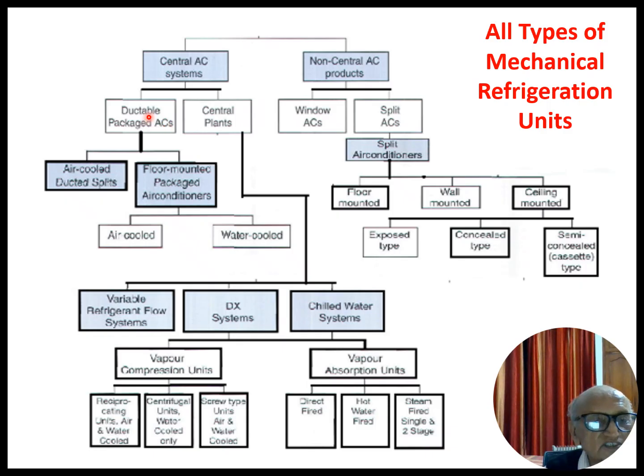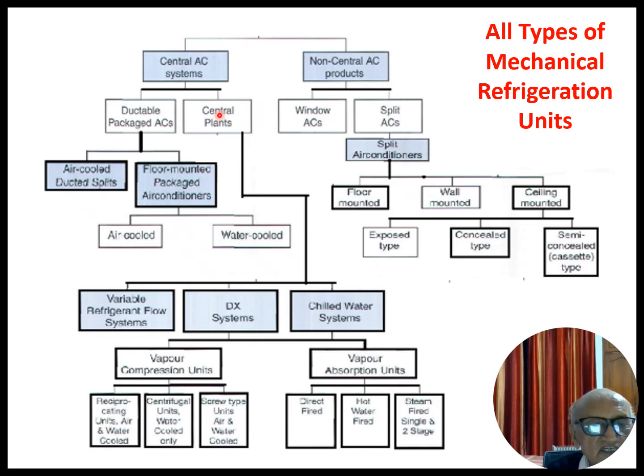Ductable package plants are available only up to 17.5 ton. There are two types of systems: air cooled ducted splits, or floor mounted package air conditioner. And the floor mounted air conditioners can be air cooled or water cooled.